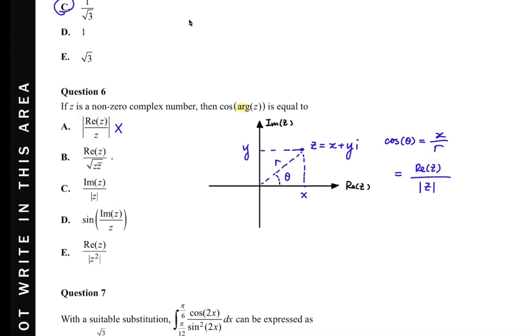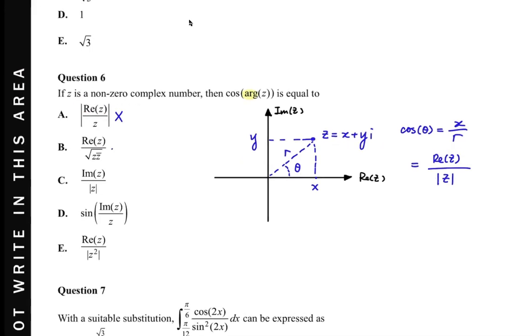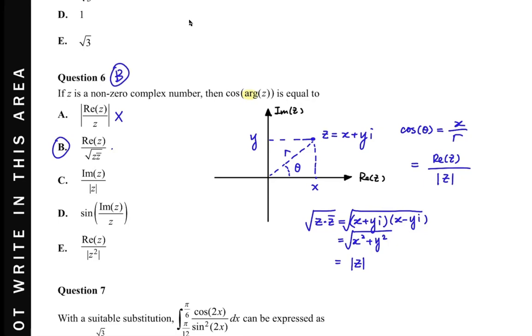The next one is real z on the top over square root of z times z bar. What is z times z bar? By definition, it's x plus yi times x minus yi, which gives you x squared plus y squared. So taking the square root means you are taking the square root of x squared plus y squared, which is exactly the length of complex number z. So I believe option B is correct, and I don't need to take a look at the remaining three options.